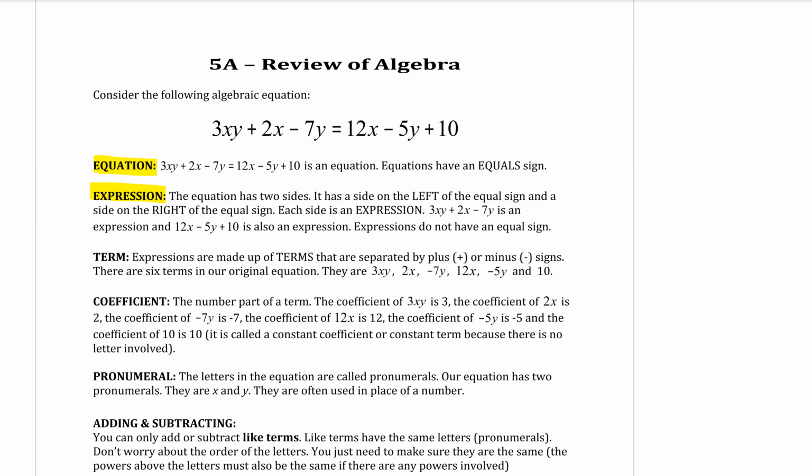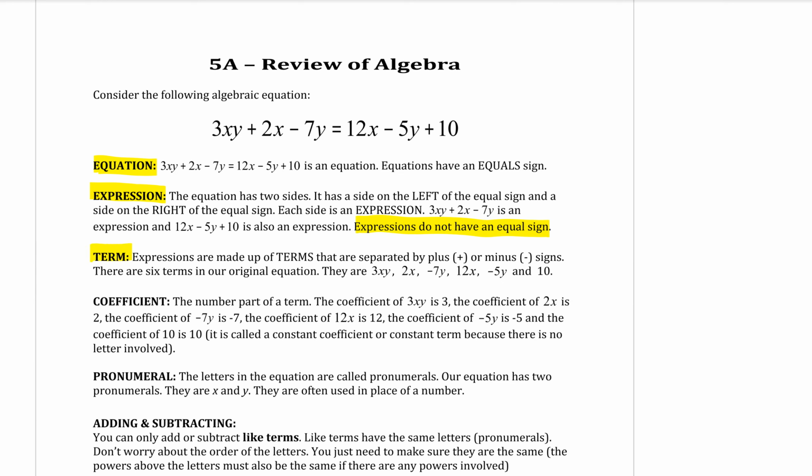Expressions are things that are separated by plus and minus signs. So the 3xy + 2x - 7y, that is an expression. It's three terms that are separated by plus and minus signs. Expressions do not have an equal sign. So if I took the left-hand side by itself, it would be an expression, but because I put an equal sign into that, it has become an equation.